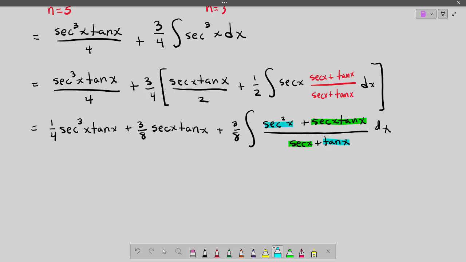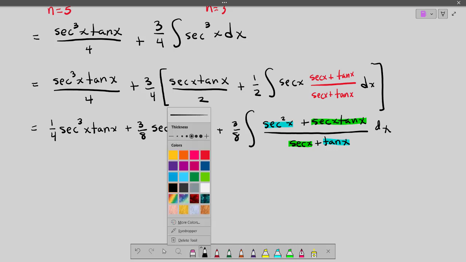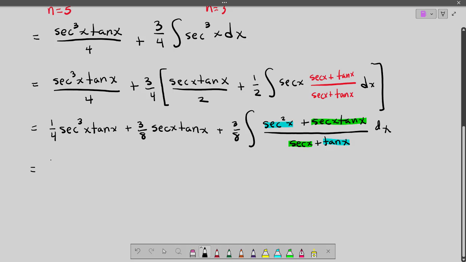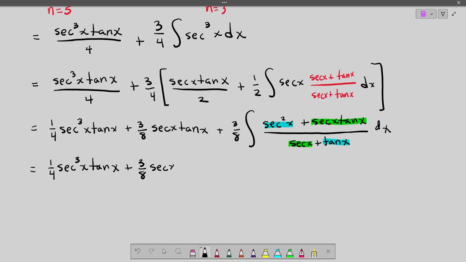So this is the tricky one that you will see quite a bit this semester, and you probably will end up memorizing what the antiderivative is. But that's how we get it. We get it by multiplying by 1 in the form of secant plus tangent, up and down. So this is going to be 3/8 natural log absolute value of sec plus tan.